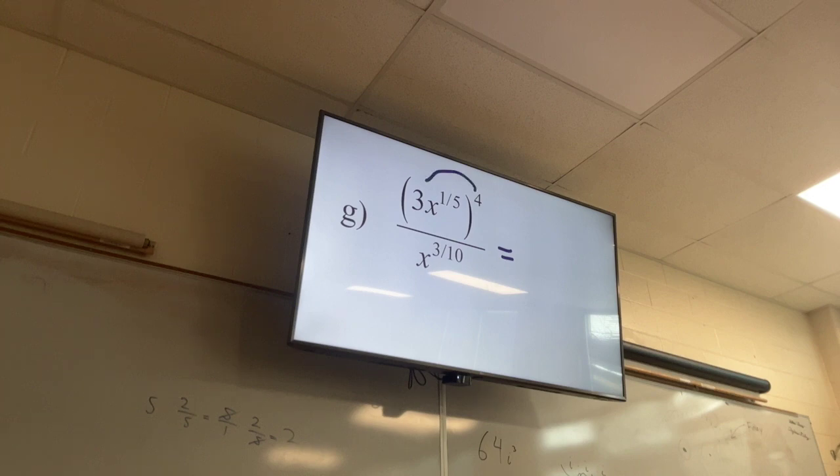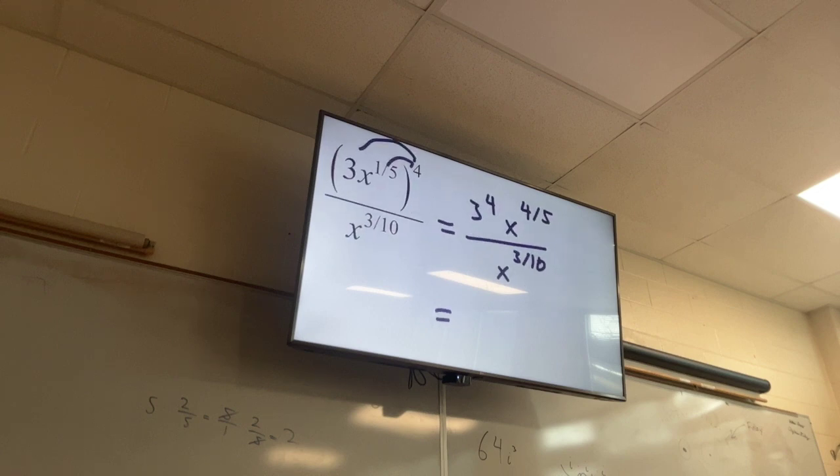Yeah, so let's distribute that 4, okay? So it's going to be 3 to the 4th, x to the 4/5 over x to the 3/10. In general, you want to simplify the side that's more complicated first before you deal with the fraction. This side's more complicated, right? It's got 2 exponents, it's got parentheses. So try to sort out the top first before you deal with the bottom. Just ignore the bottom in your first step, okay? What's 3 to the 4th? 81.